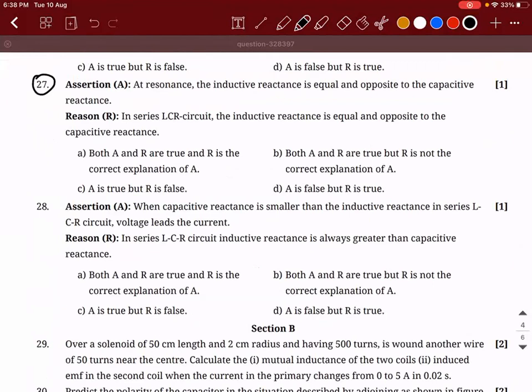27. At resonance, the inductive reactance is equal and opposite to the capacitive reactance. True. In a series LCR circuit, the inductive reactance is equal and opposite to the capacitive reactance. False. Because reactance doesn't have any direction. So A is true, but R is false.